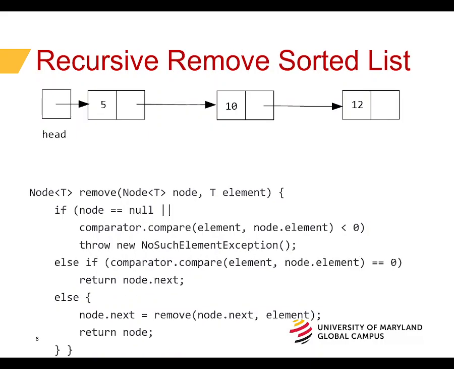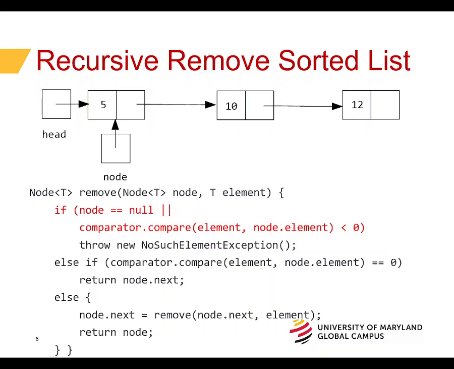Now let's see how recursion can simplify the method that removes an element. What is supplied initially is a reference to the head and the element to remove. For this illustration, let's assume the element that we want to remove is a 10. If we reach the end of the list, or a node that contains a value greater than the one we are looking to remove, it means that element is not in the list. So we terminate the removal by throwing an exception.